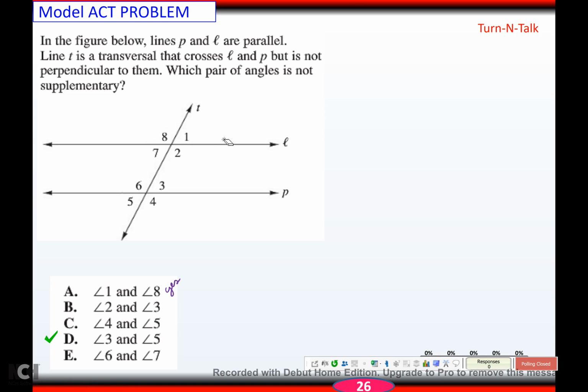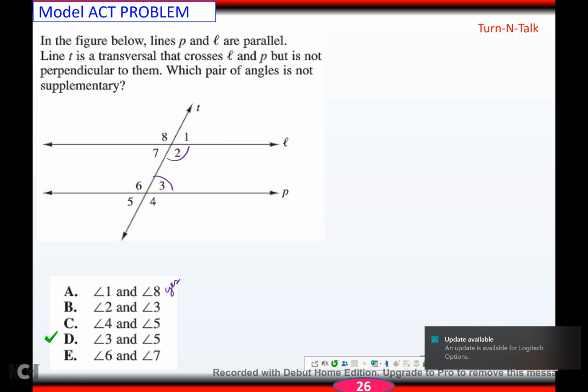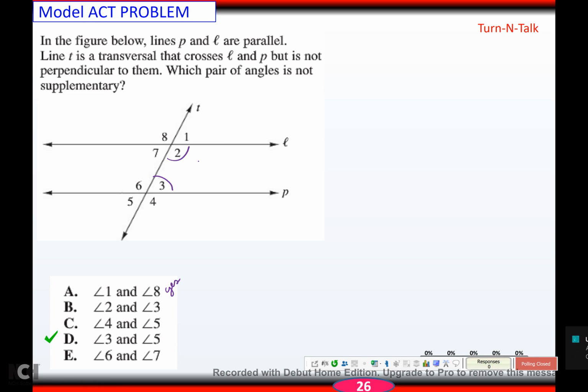2 and 3, it's not obvious that they are, but I can prove that they are, because if I say that angle 2 is equal to angle 6, because they're corresponding, so if 2 equals 6, then this could be 2 here, which with 3 makes a straight angle, so yes, they do. Angles 4 and 5, obviously, they make a straight angle, so those are supplementary.